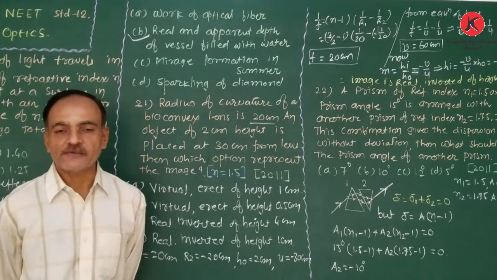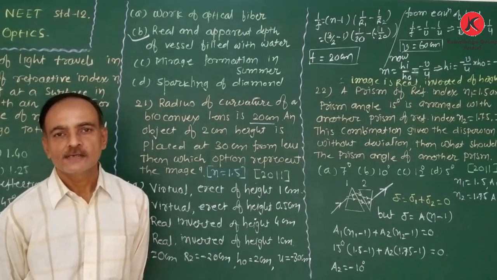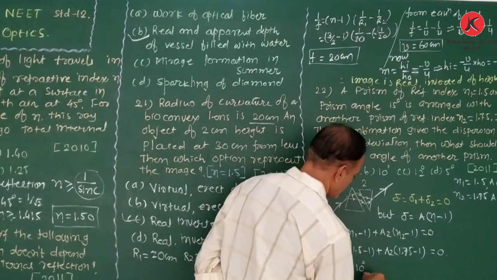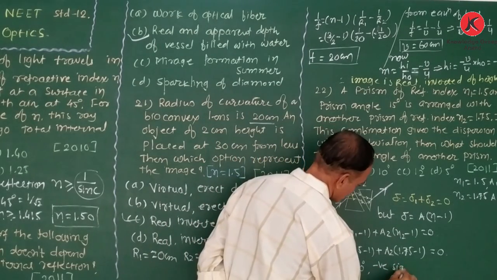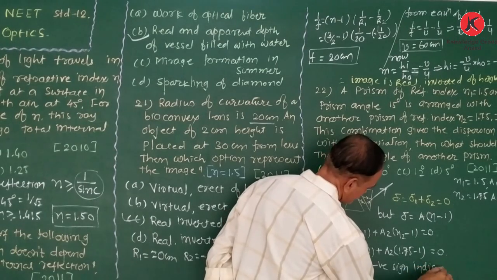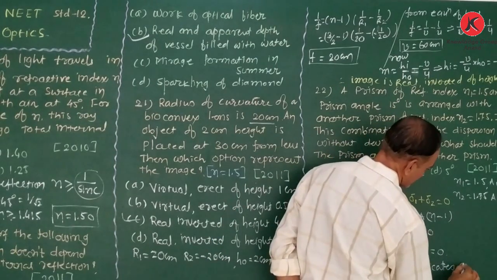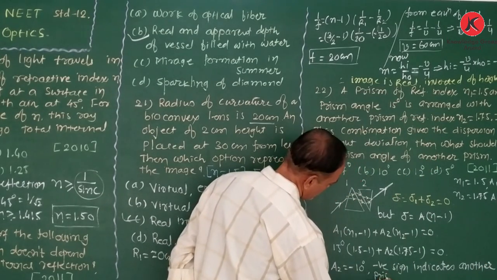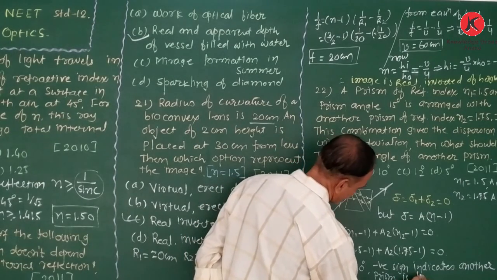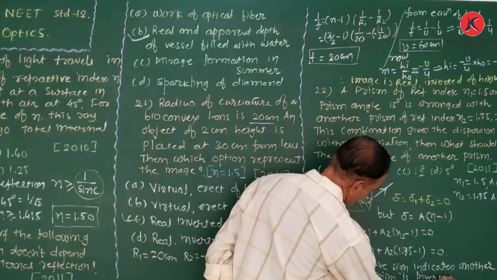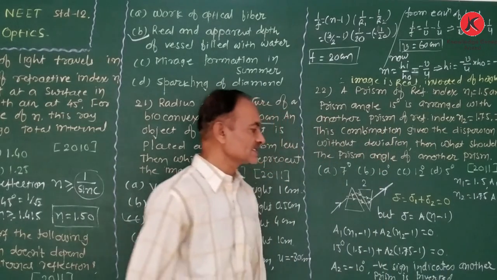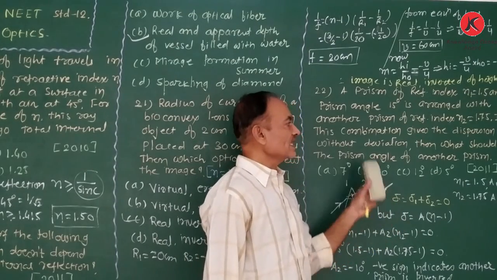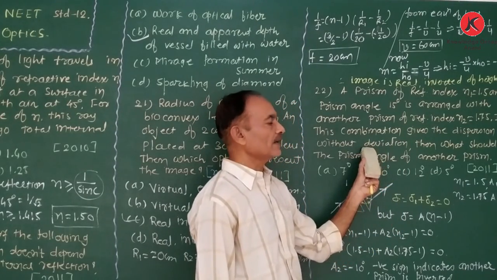Why we obtain here A2 is negative? Because here the second prism is inverted. Here negative sign indicates another prism is inverted. Clear this? Okay. So keep in mind that the total deviation delta is given the 0, without deviation.